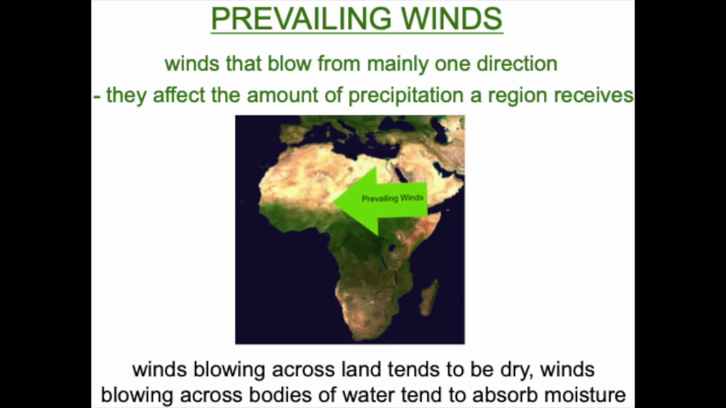Along with latitude, we also have what's called prevailing winds. Winds that blow from mainly one direction affect the amount of precipitation a certain region receives. Winds blowing across land tend to be dry. Winds blowing across bodies of water tend to absorb moisture, and of course, that affects the climate.